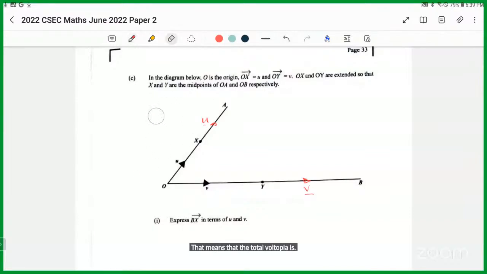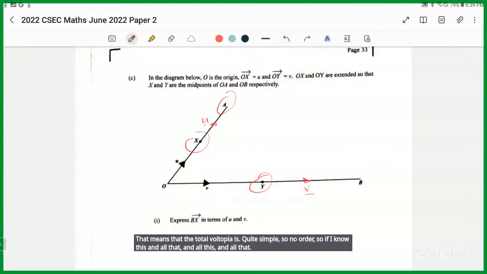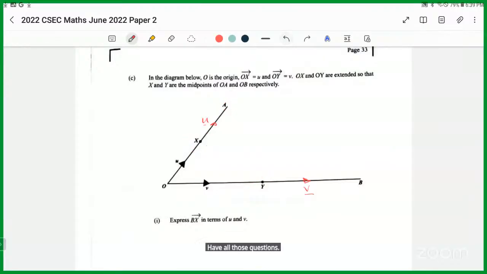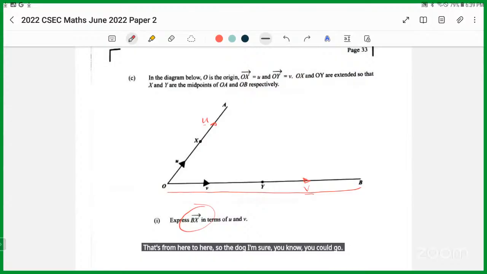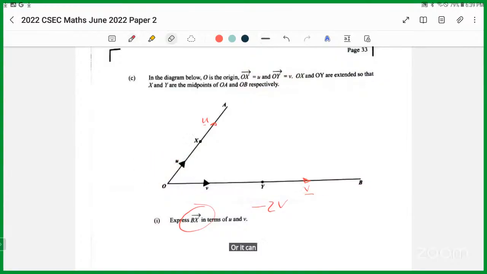It's quite simple. You know all those position vectors so far, so you can find anything. You want the vector BX, from here to here. The diagram shows you could go minus 2V plus U, going in the opposite direction, plus U. Or it can be U minus 2V, as it would be a U up this way, and a minus 2V takes you back here. Anyway you want to look at it, that's the answer.